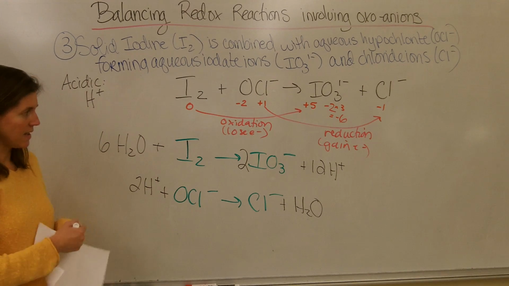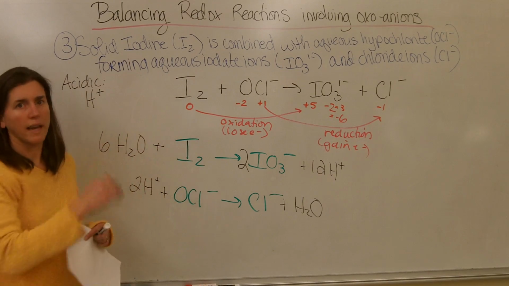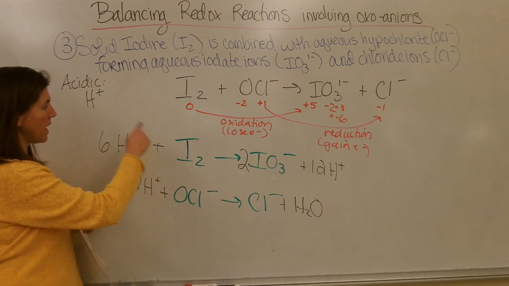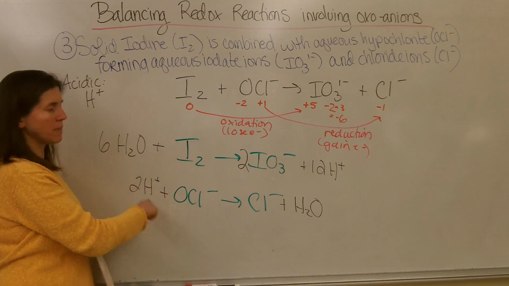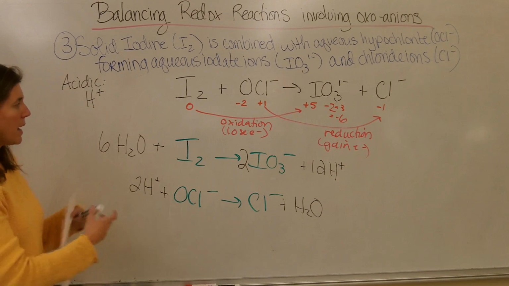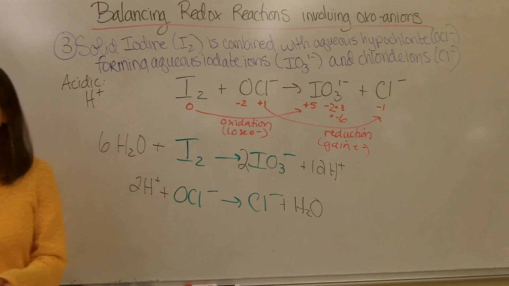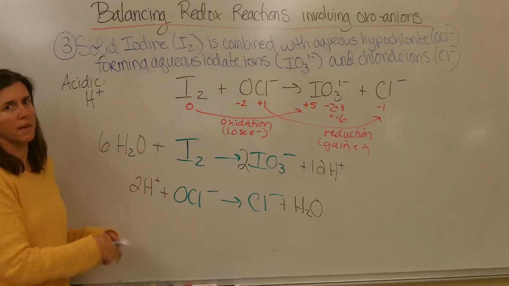So again, my steps. Split them into half reactions. Balance the non-O or H elements. Then balance the O's by adding waters. Then balance the H's by adding H pluses. Okay? The next step, balance the charge by adding electrons as needed. This is the part where a lot of people make mistakes when they're tallying up the charges.